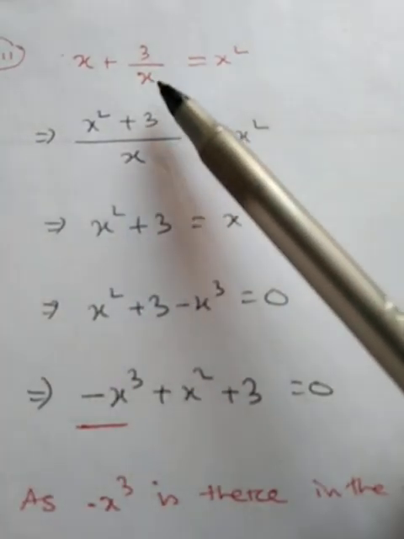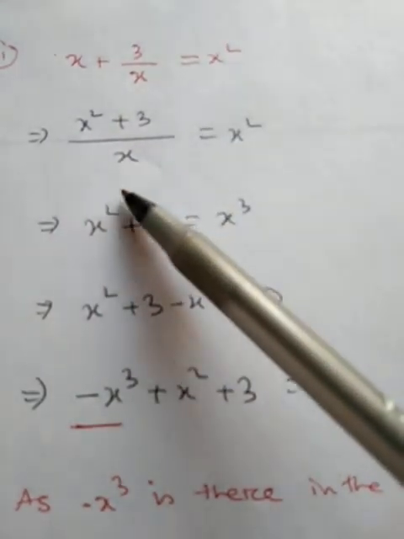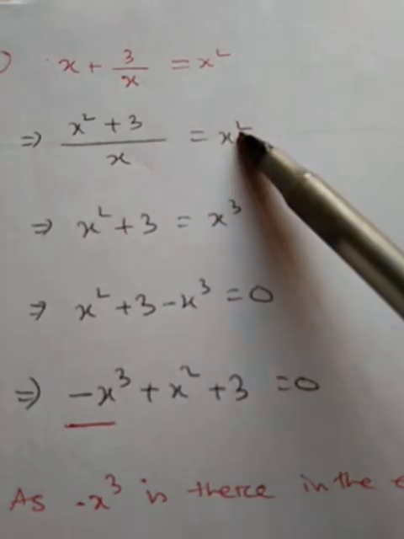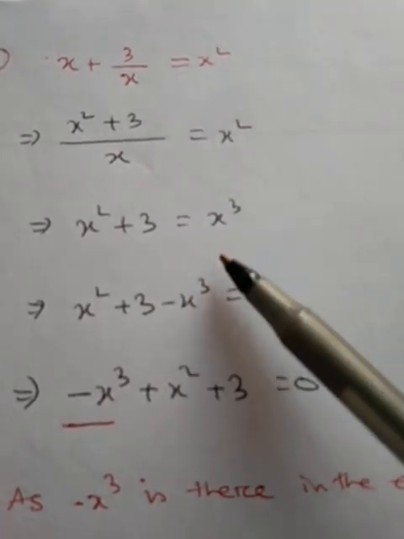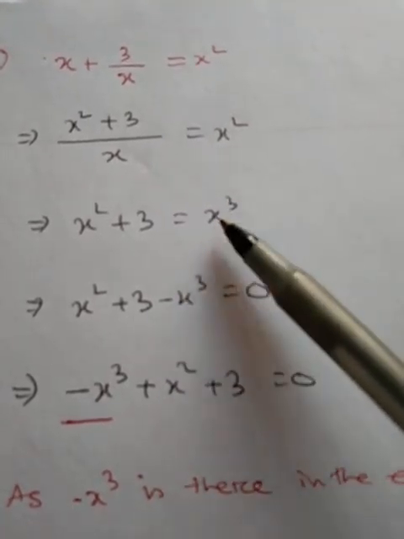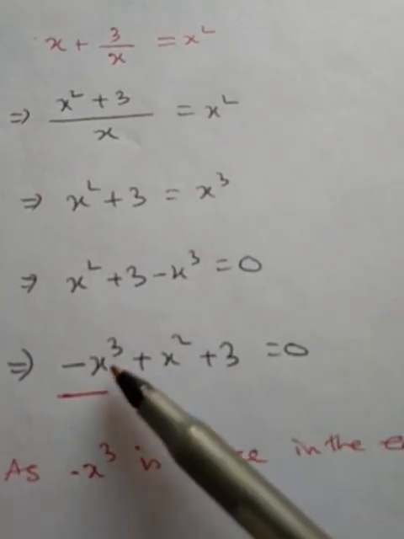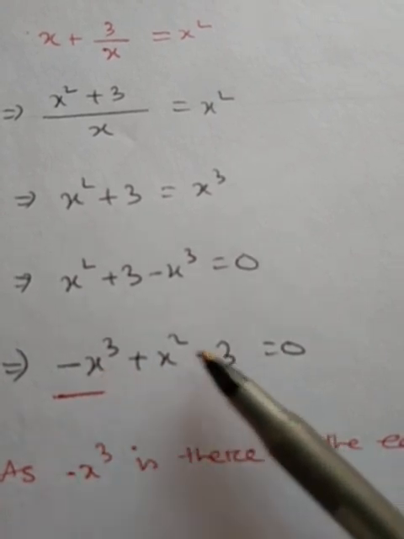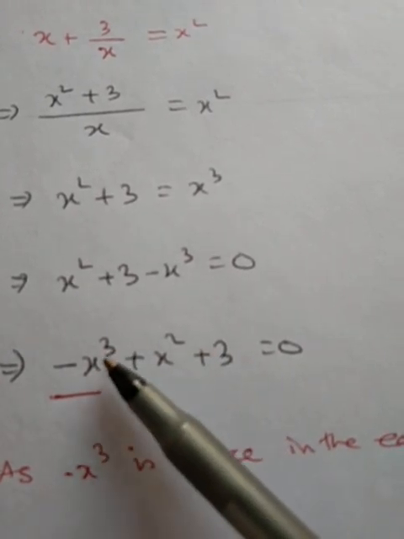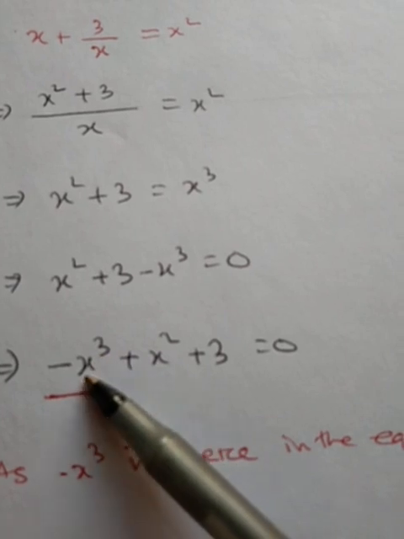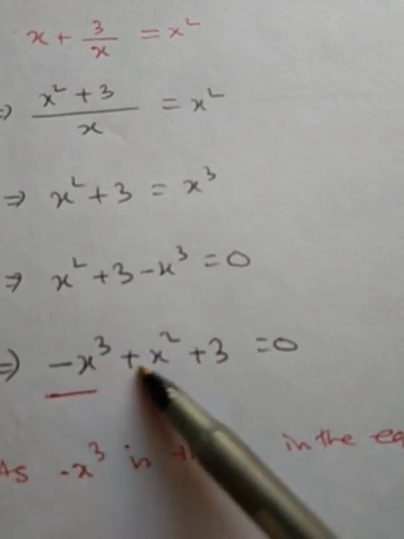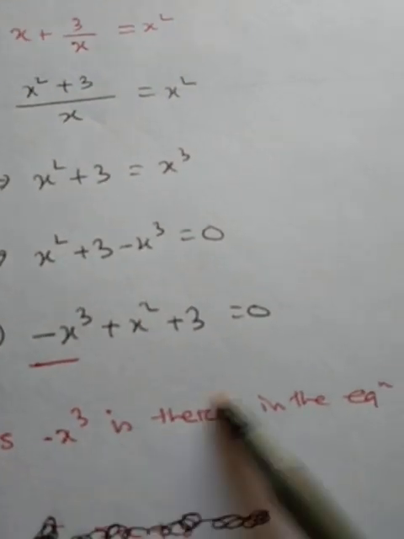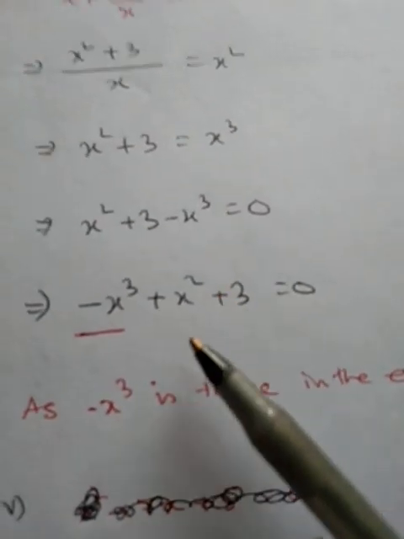We have taken LCM of x and below 1, that is x only. Then x square plus 3, cross multiplied x with x square, this will become x cube, and then next this will bring left hand side. So now it is minus x cube plus x square plus 3 equal to 0. So here degree is 3 because highest exponent of x is 3. So this will be a cubic equation, not a quadratic equation.